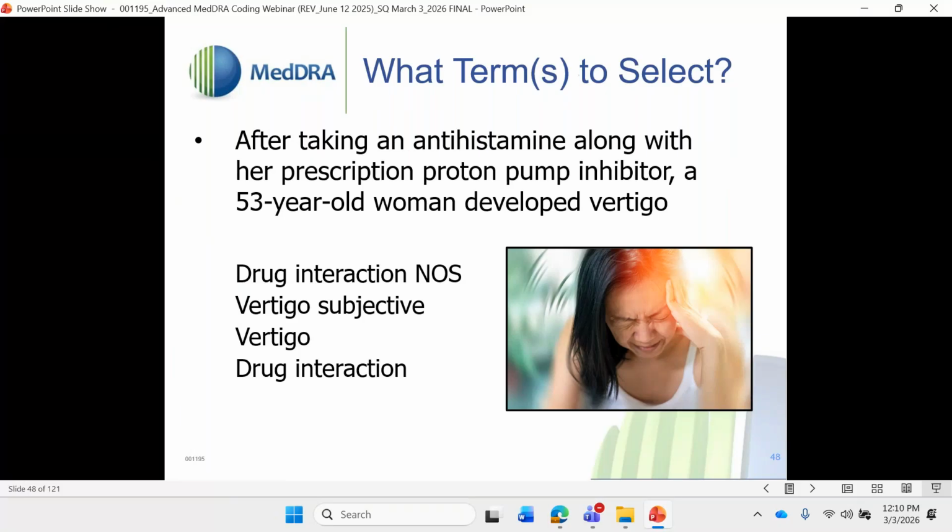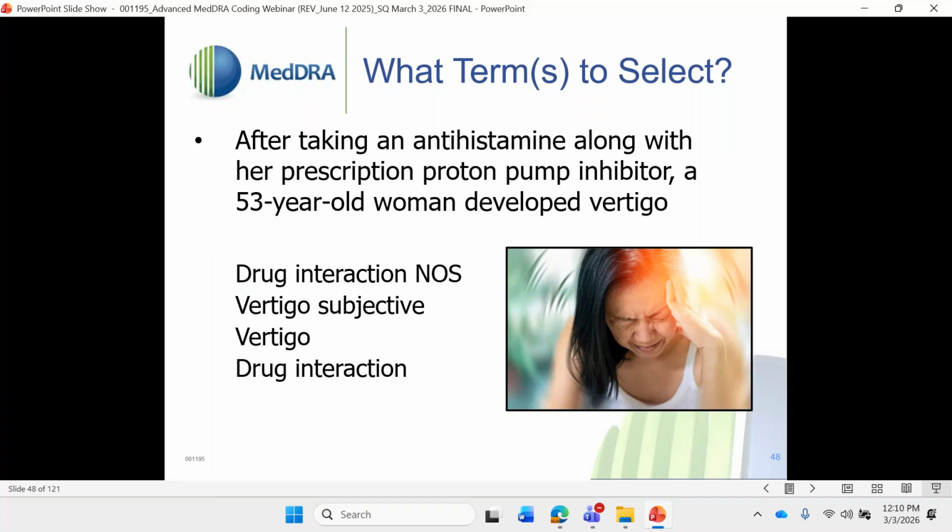Okay, so here, this lady looks very uncomfortable. After taking an antihistamine along with her prescription proton pump inhibitor, a 53-year-old woman developed vertigo. Okay, so we have this little scenario, verbatim: she took an antihistamine along with her prescription proton pump inhibitor, and she developed vertigo. So what would be the correct thing, and what did we discuss a little while ago about drug interaction?